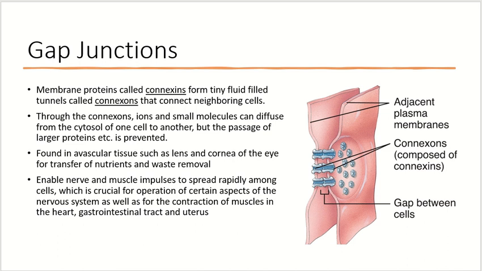Like I said, these gap junctions are found in avascular tissues, things like the lens and the cornea of your eyeball. These are useful for transferring nutrients and removing waste from the tissue. These junctions also enable nerve and muscle impulses to spread very rapidly among those cells. This is really important for the proper operation of various aspects of the nervous system, as well as coordinated contraction of muscles, like the muscles of the heart, the gastrointestinal tract, as well as the uterus, all important things there.